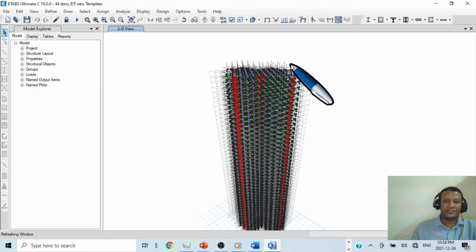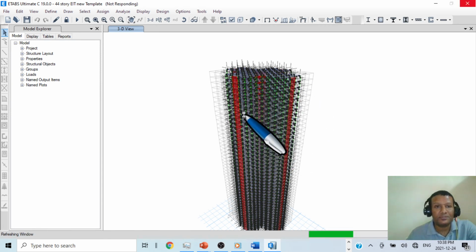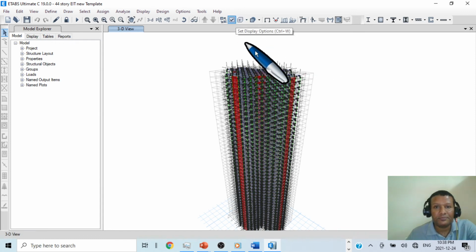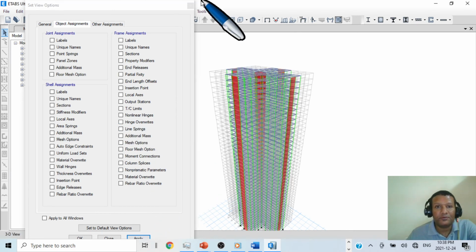So for us, this is a 44-story building. This is nonlinear. So as per our discussion, I hope you get something from our discussion. So let me remove this nonlinear. Let me remove it.